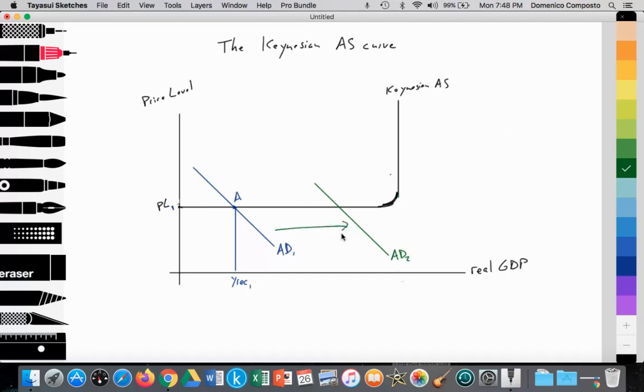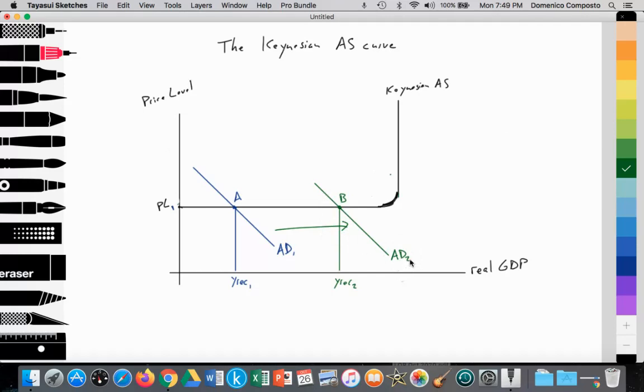From AD1 to AD2, we reach another equilibrium at point B, with real GDP increasing from Y recession 1 to Y recession 2, but we don't see any increase in the price level because there's still a lot of unemployed resources. Yes, we're beginning to employ more resources, land, labor, capital, entrepreneurship, but there's still a lot of excess resources. So there's no pressure on the price level to rise. So we're still in the recession. But times are beginning to look better.